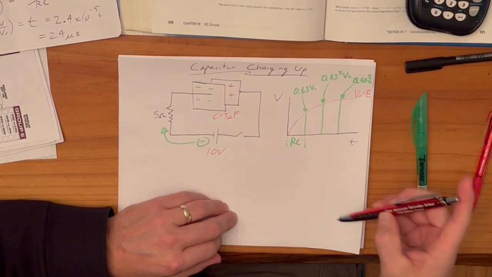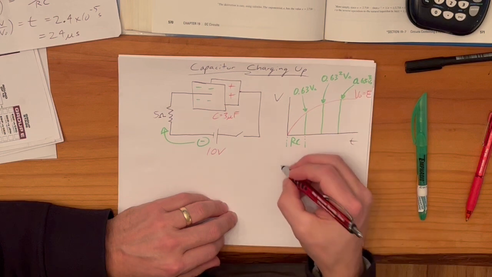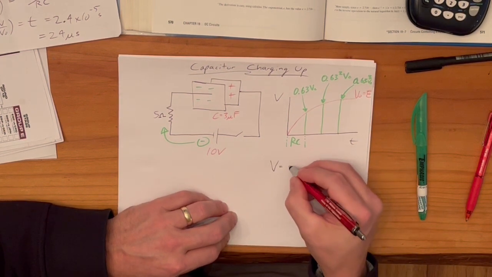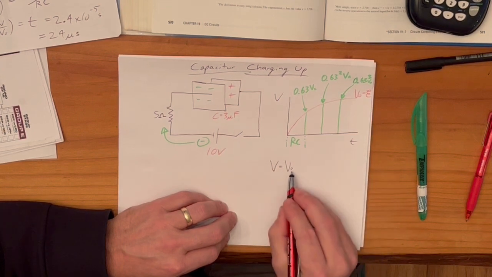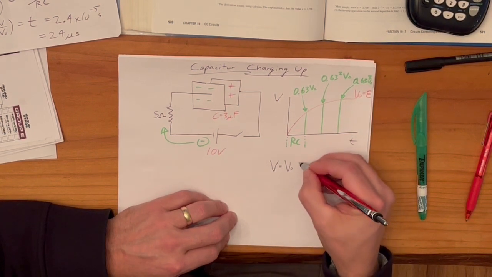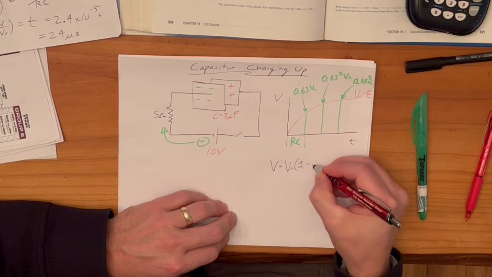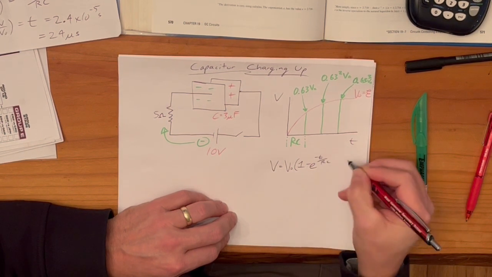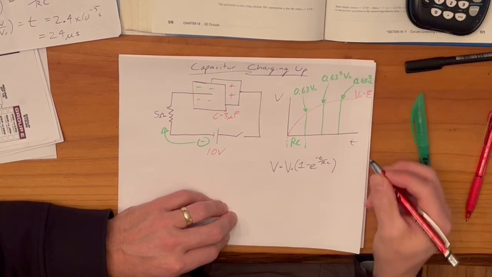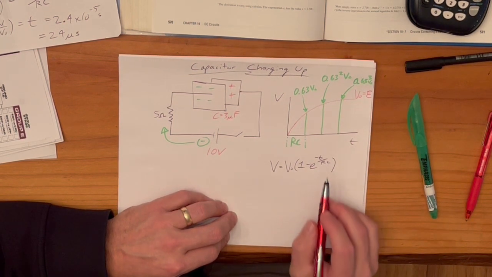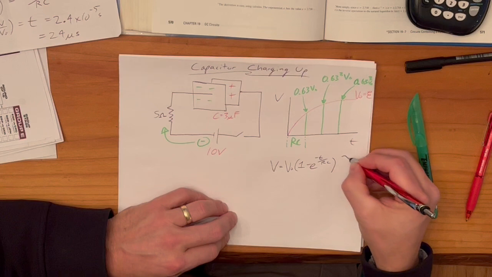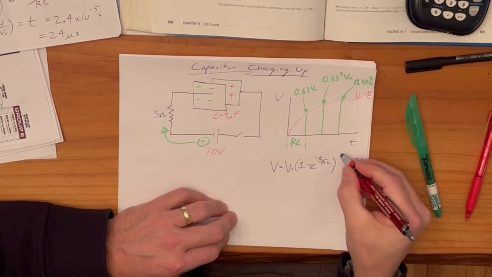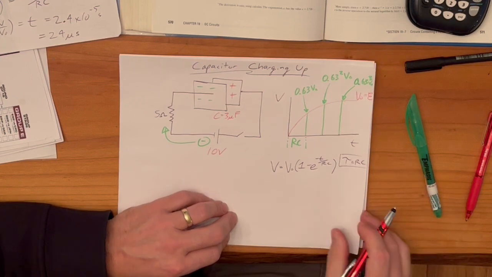How can we write that? Well, it's kind of the opposite. We say here that V equals V naught, and this you could write as EMF as well, times 1 minus e to the power of negative t over RC. And RC is still the time constant, tau, like we had before, so my time constant is RC. That's a simple little doodad there.